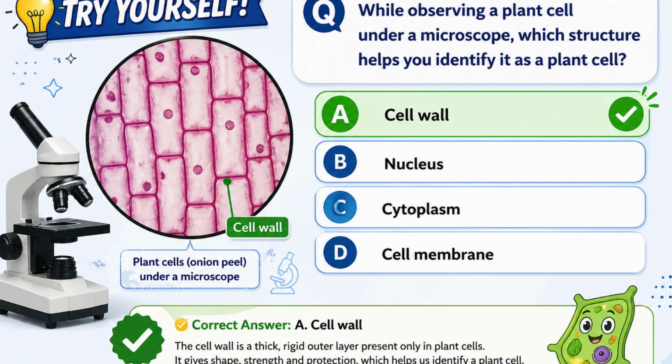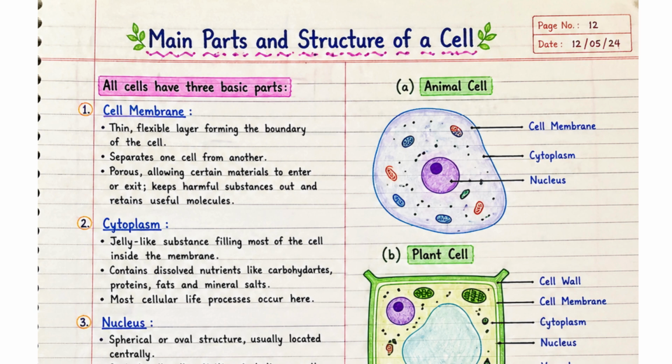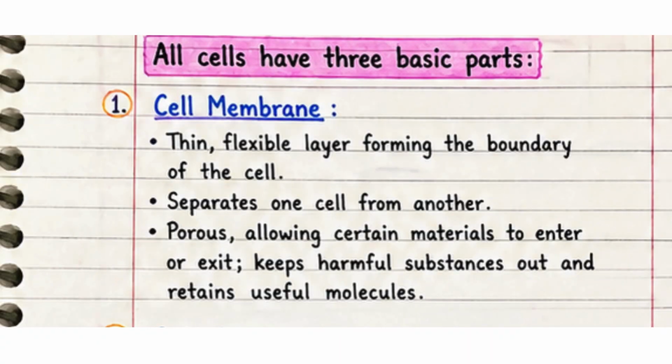Explanation: a cell wall is present only in plant cells and not in animal cells. It gives the plant cell a fixed shape and rigidity, making it the key feature to identify a plant cell under a microscope. Now let's understand the main parts and structure of a cell. All cells have 3 main basic parts: a cell membrane, a cytoplasm, and a nucleus.